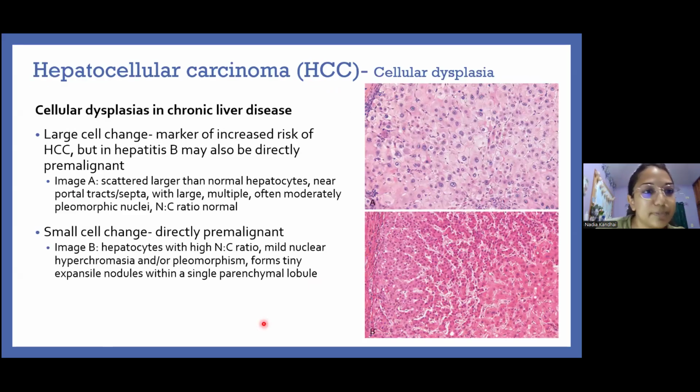In the cellular dysplasias, you could see the large cell change, which is scattered larger than normal hepatocytes near the portal tracts. So there are large pleomorphic nuclei with a high nuclear cytoplasmic ratio in the second image, as well as pleomorphism and mild nuclear hypochromasia. And on the lower right are some normal hepatocytes. You could see the difference.